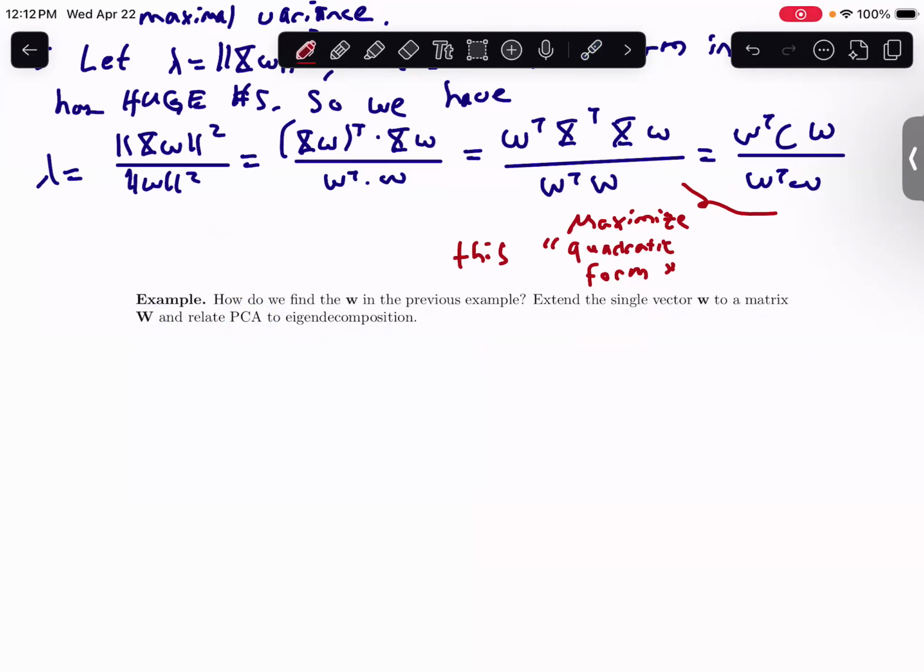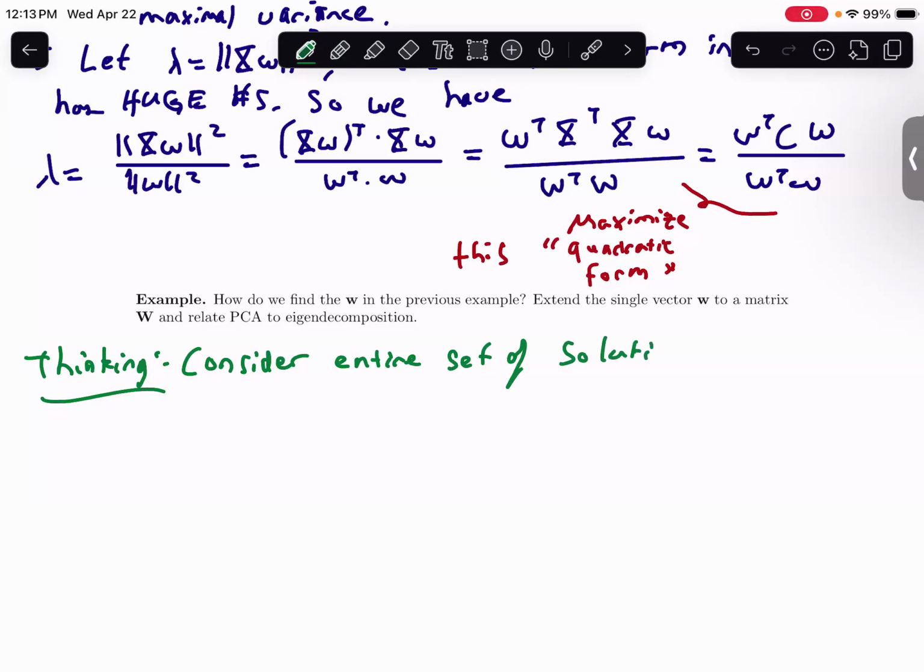And so the thinking is the following. By looking at a capital W, a matrix W instead of a vector W, we're really considering the entire set of solutions, not just a vector.